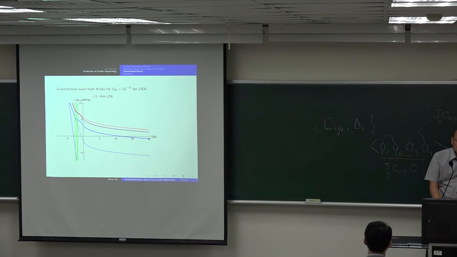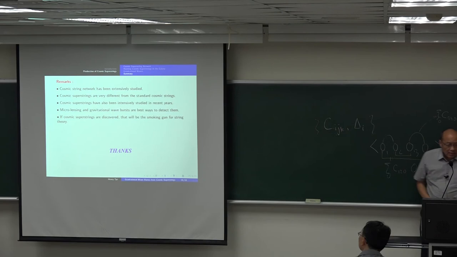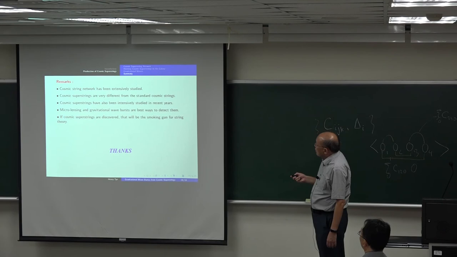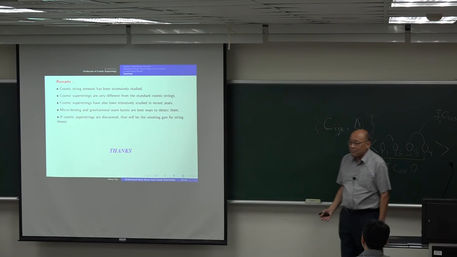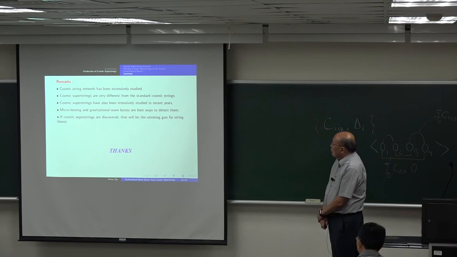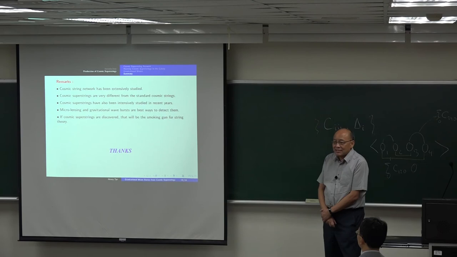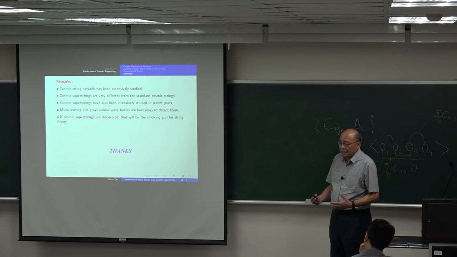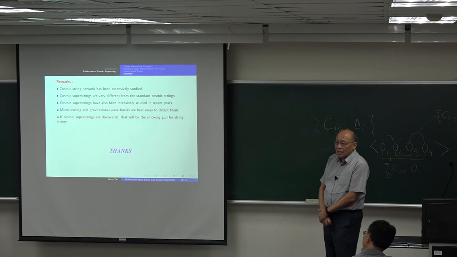Okay, so let me just summarize what we had to say. Cosmic string networks have been extensively studied, and I wasn't able to cite any paper because before the year 2000, there are probably 1,000 papers on this. Many, many aspects have been studied in detail. More recently, cosmic superstrings have been studied, but clearly there are a lot of features that have not been analyzed in detail, mostly because of the difficulty of studying superstrings in string theory. The calculation is not trivial.